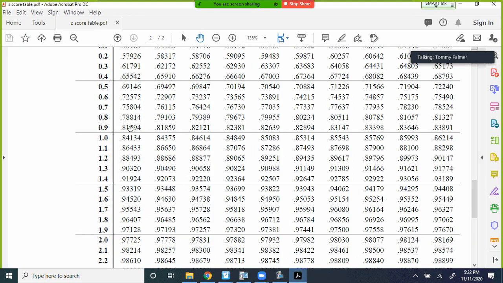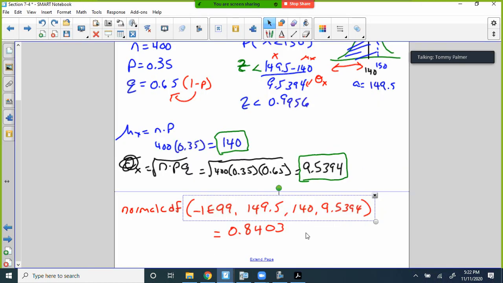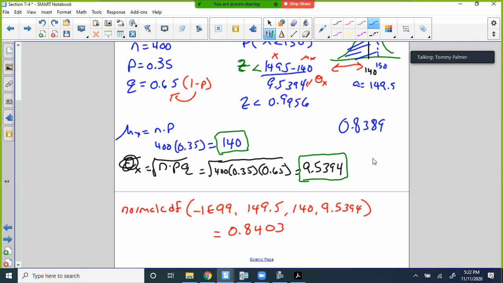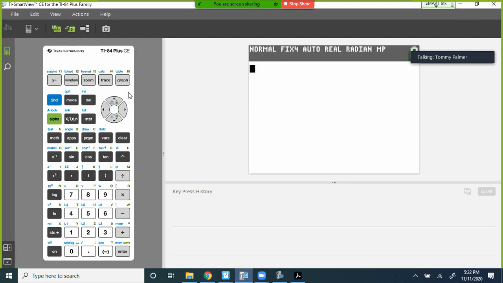Let's go back over here. 0.8389. The table gave us 0.8389, right? And if you do it on a calculator, it's 0.8403. So let's do it on the calculator real quick, because I want you to be able to see that. I prefer you to do it on the calculator, right? Because that way you don't have to go back to the table and all this other stuff. And two, you don't have to do all these calculations. The calculator will do it for you. You have to find the Z, the z-score, right? And all that.